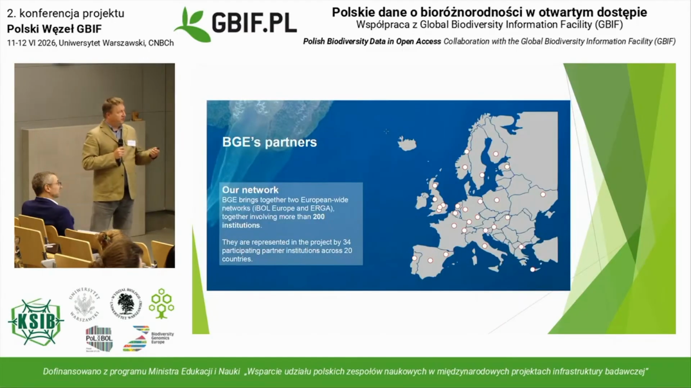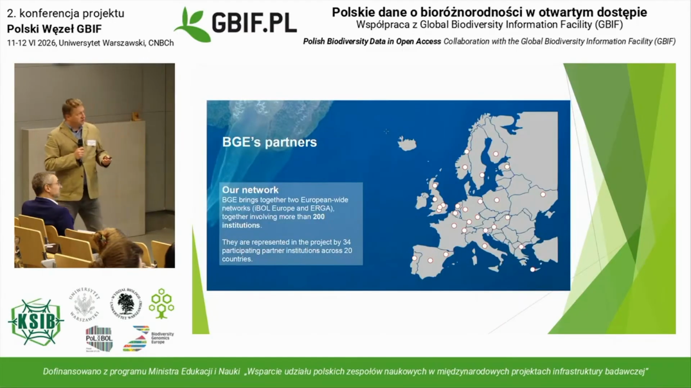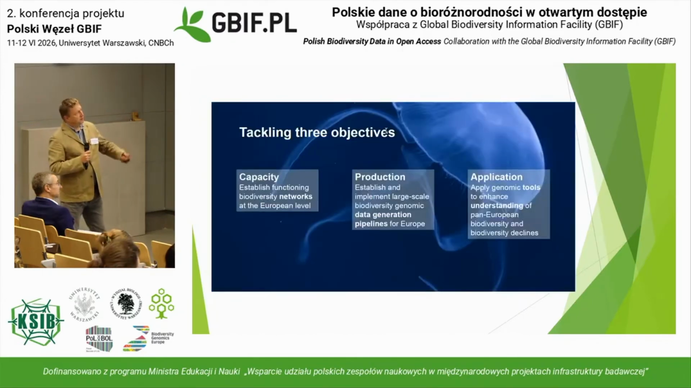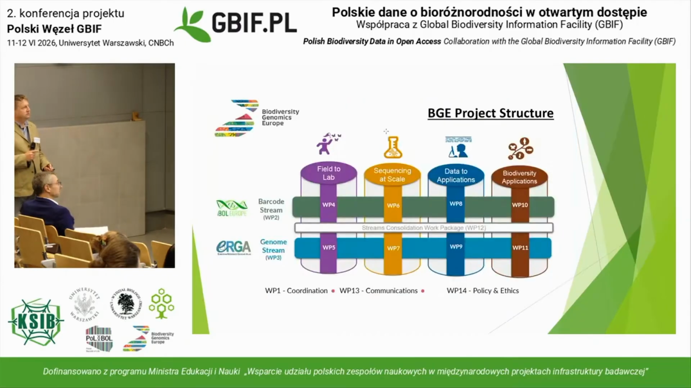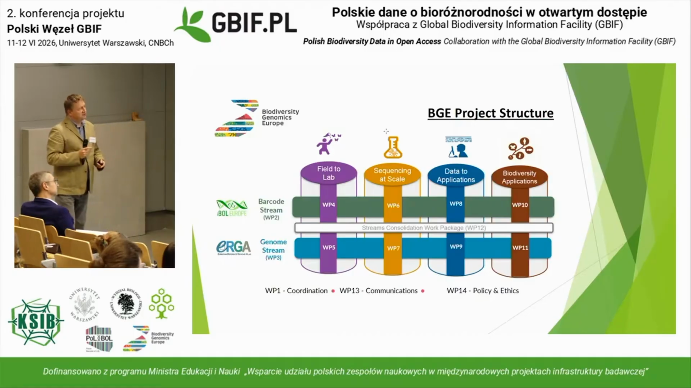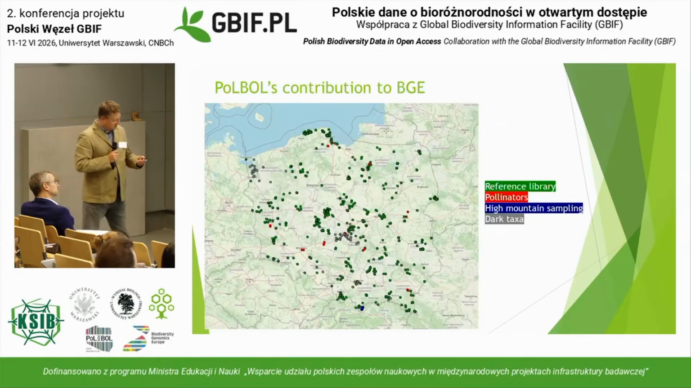Together, there were 34 institutions from 20 partnering countries, with 3 objectives: to build the capacity, production, and then application of both DNA barcoding and derived techniques and genomics into biodiversity monitoring. It was a very complex project with many work packages and so on. We somehow succeeded, but it was not easy.